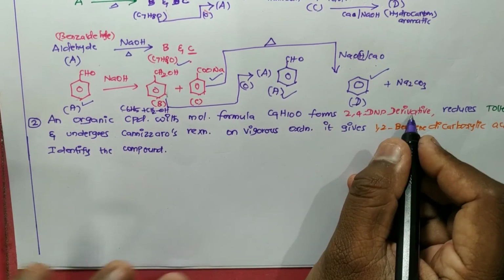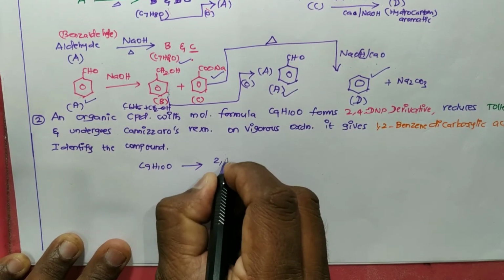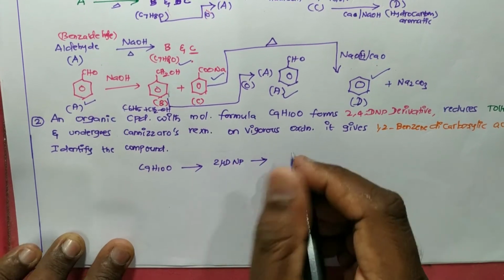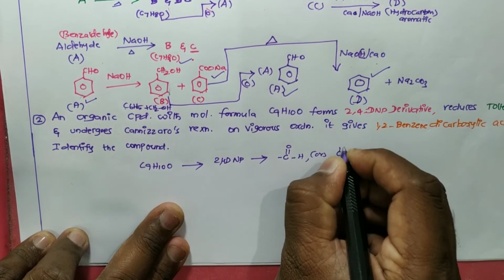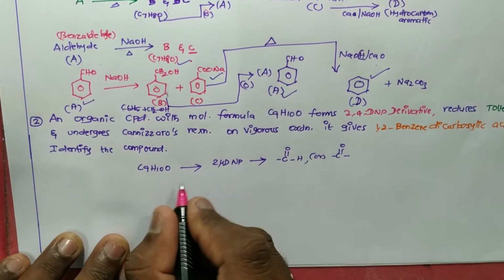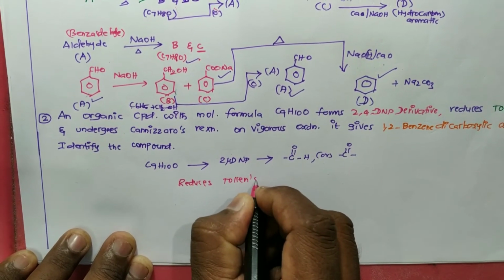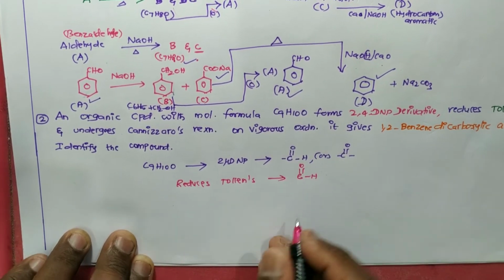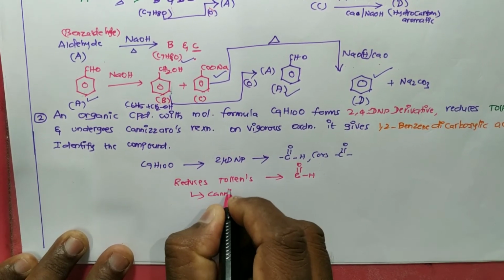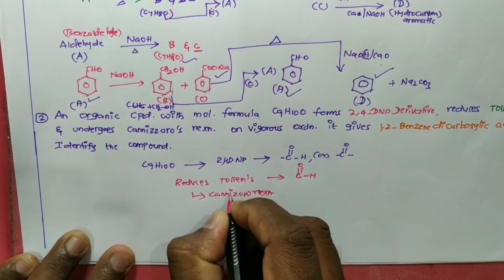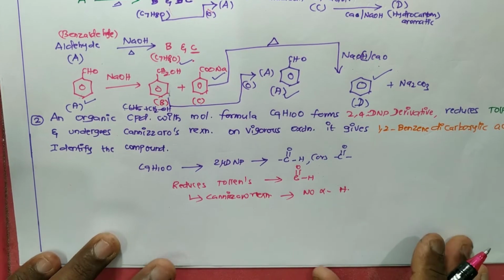C9H10O forms a 2,4-DNP derivative. That time it may be a carbonyl compound, either an aldehyde or a ketone. That's the first clue. The second clue is that it reduces Tollens' reagent, so it must be an aldehyde, not a ketone. And this also involves the Cannizzaro reaction, which means it doesn't have alpha hydrogen. No alpha hydrogen containing aldehyde is going to be involved in the reaction.